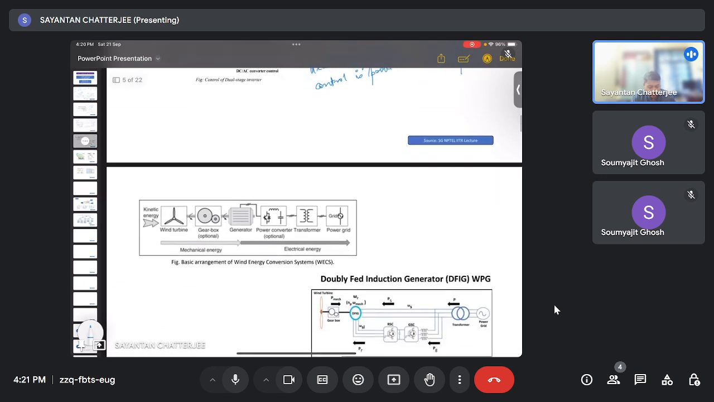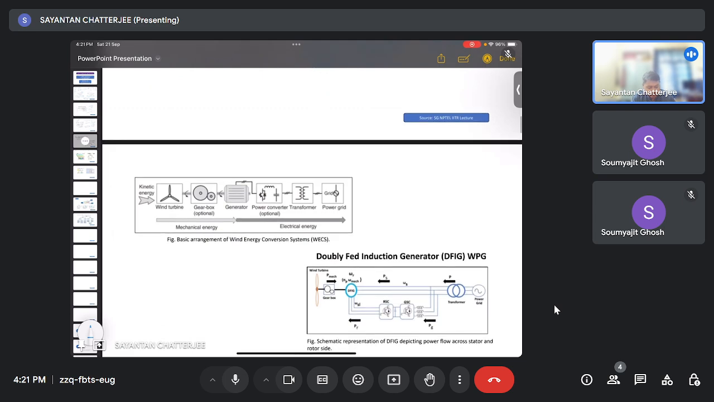Next comes the wind. Here is the basic arrangement of wind energy, where we can see that the kinetic energy of the wind gets converted to electrical energy. Here we have the wind turbine, where by controlling the pitch angle we can control the output of this power to the grid.